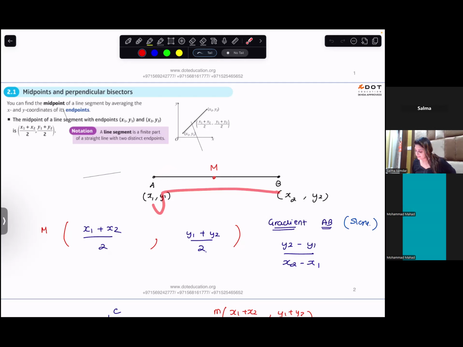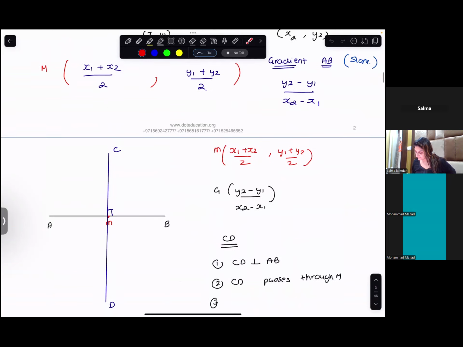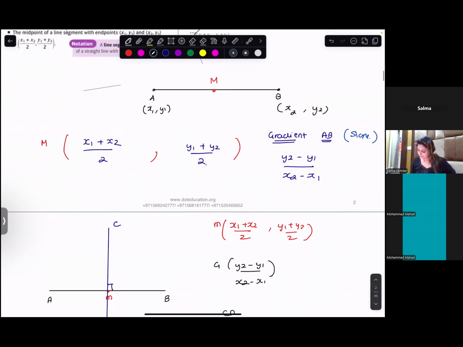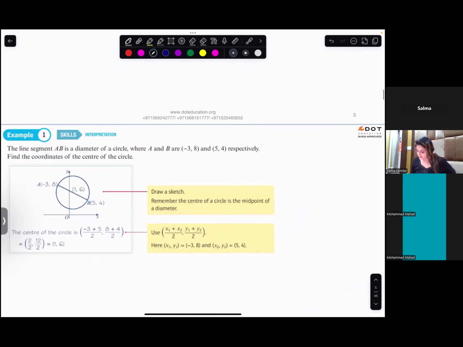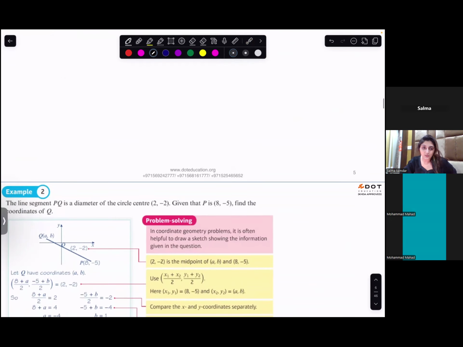The distance of line AB: x2 minus x1, the whole squared, plus y2 minus y1, the whole squared, and then the distance of line AB will be the square root of x2 minus x1 the whole square plus y2 minus y1 the whole square. Are you with me? This is all the things that we have done in 2.1.